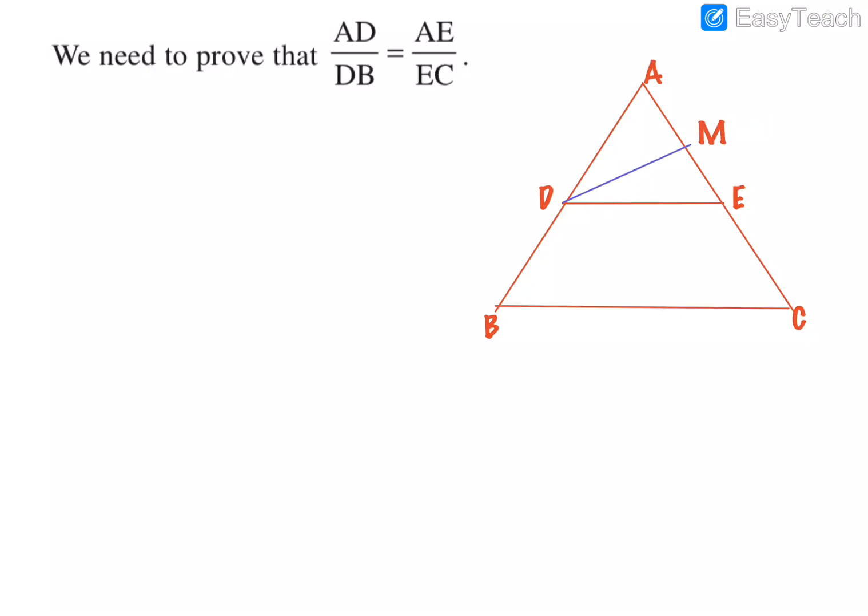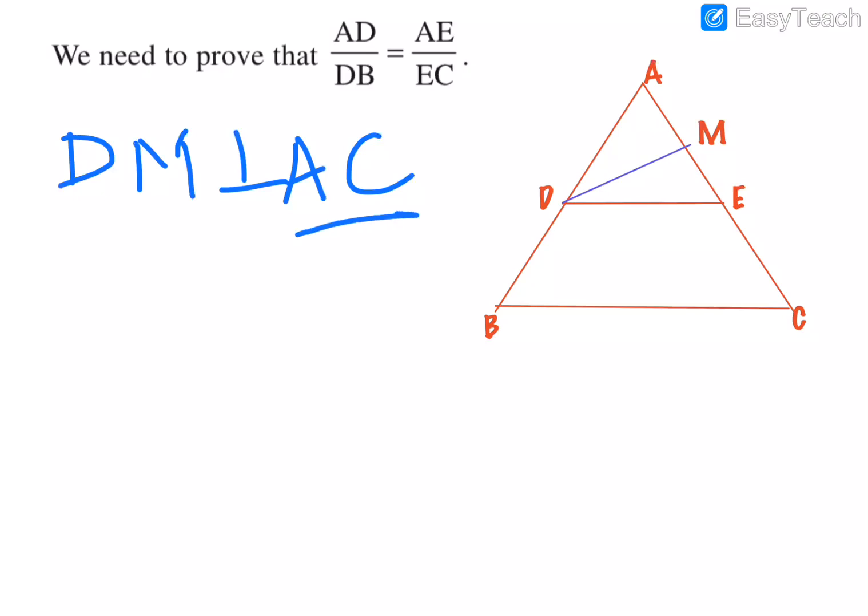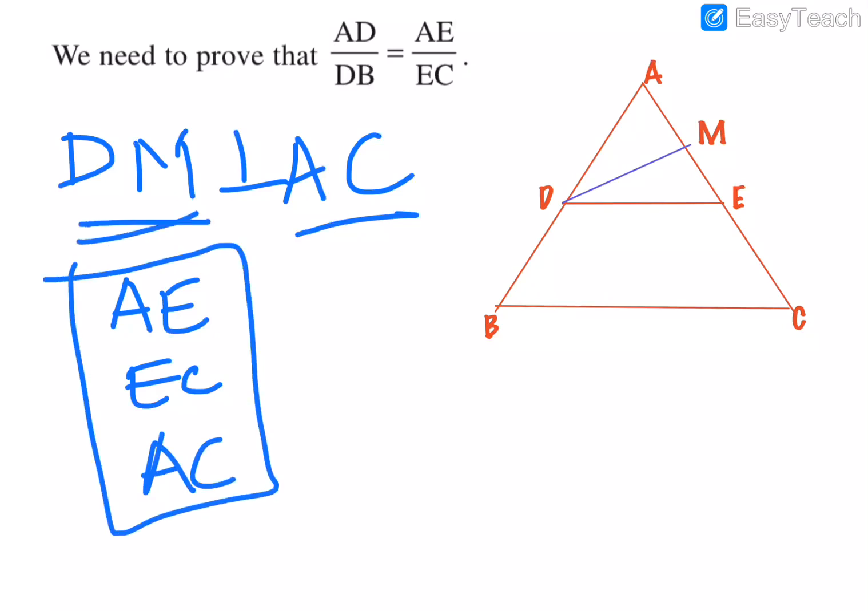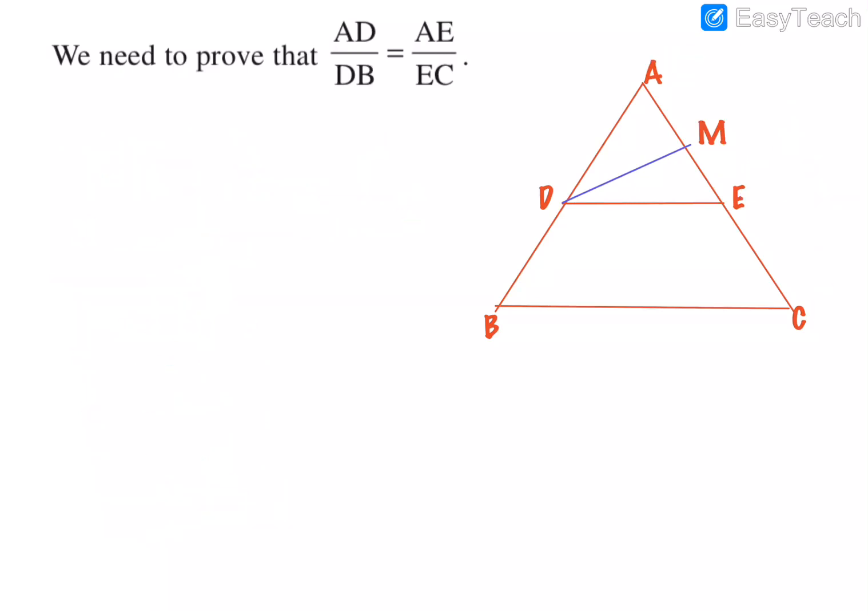So we have drawn a perpendicular from D to M, and let's note that we have drawn DM perpendicular to AC. Here it is a very interesting point. This DM is perpendicular to AC, means it's perpendicular to AE, it's perpendicular to EC, it's perpendicular to AC. So it is perpendicular to all three parts: AE, EC, and as a whole also.